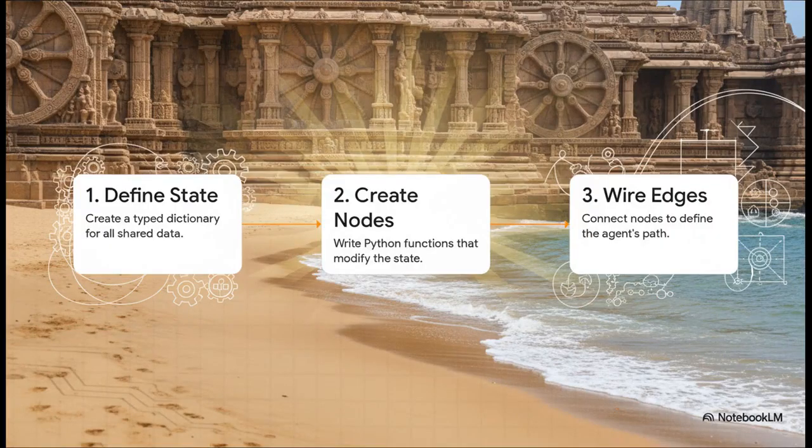So just to really hammer it home, the workflow is always this. 1. Define your state. This is your agent's memory, its single source of truth. 2. Create your nodes. Think of these as the agent's skills, the actual things it knows how to do. And 3. You connect everything with edges. This is how you map out the agent's brain, its decision-making logic.